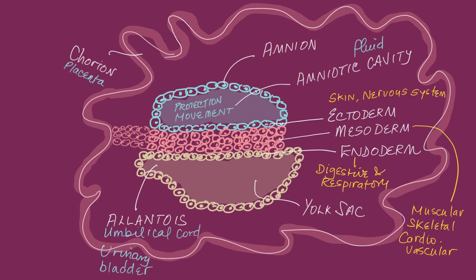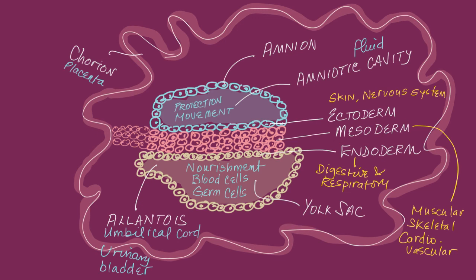The chorion forms the future of the placenta. The allantois is the umbilical cord, and it forms the urinary bladder in the future. The yolk sac provides nourishment for the growing embryo. It forms the early blood cells, and it also forms the early germ cells.